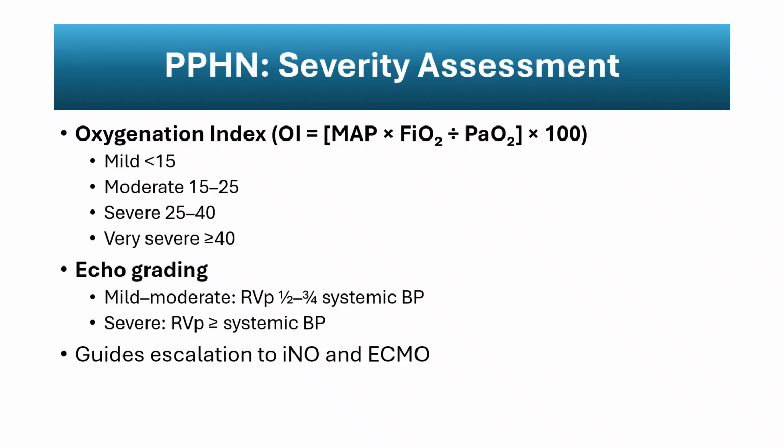Echocardiographic assessment complements this by estimating right ventricular pressures relative to systemic blood pressure. Mild to moderate disease is indicated by right ventricular pressure at half to 3/4 of systemic pressure, whereas severe disease shows pressures equal to or exceeding systemic levels. These measurements guide clinical decisions, particularly the escalation to inhaled nitric oxide or extracorporeal membrane oxygenation. Accurate assessment of severity allows targeted therapy, optimizing oxygenation while minimizing ventilator-induced lung injury and systemic compromise.